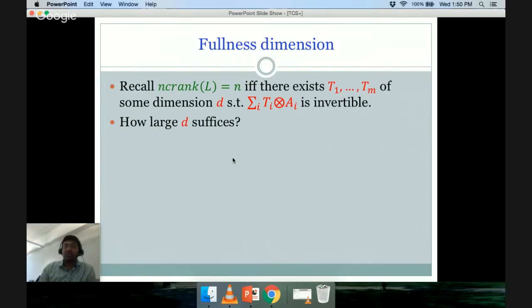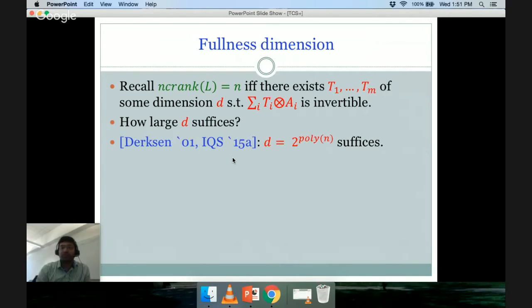Before that, as I mentioned, we need bounds on the fullness dimension of these symbolic matrices L. Recall that the non-commutative rank of L is n if and only if there exist matrices T1 to Tm of some dimension D such that the summation of Ti tensor Ai is invertible. Anindya asked this very important question: what is the value of D that suffices for this connection? What is the bound on D? Derksen in 2001, and Ivanyos, Qiao, and Subrahmanyam in their paper, proved that D equal to 2 to the poly(n) suffices. So you only need to go up to exponential size matrices to check whether the rank is full or not.